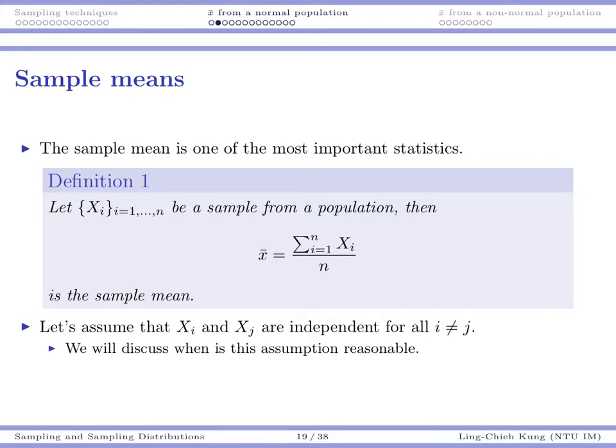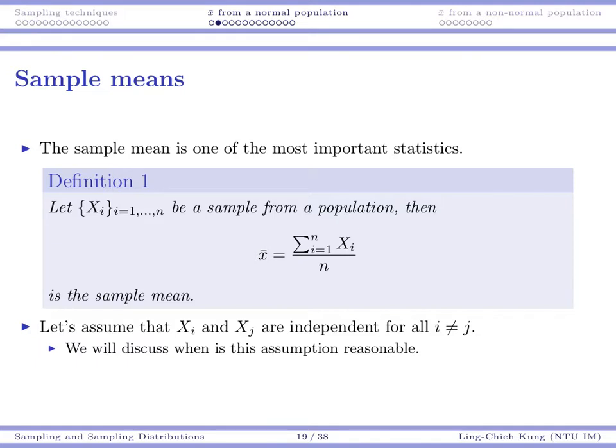So let me first help you review what a sample mean is. Suppose I have a population and I collect a sample of n numbers. They are x1, x2, x3, and so on up to xn. The sample mean is simply defined as the arithmetic average of those n numbers. That's the definition of sample mean.